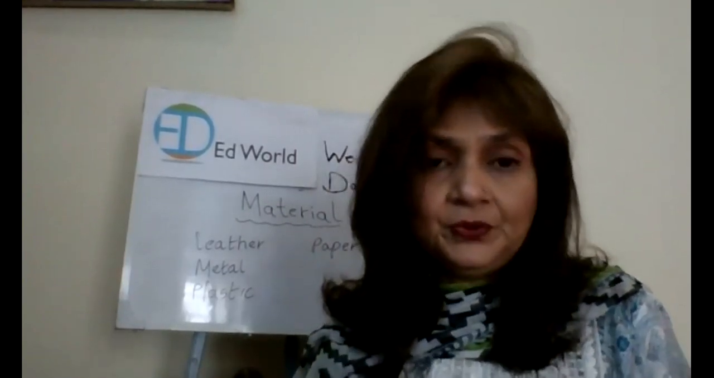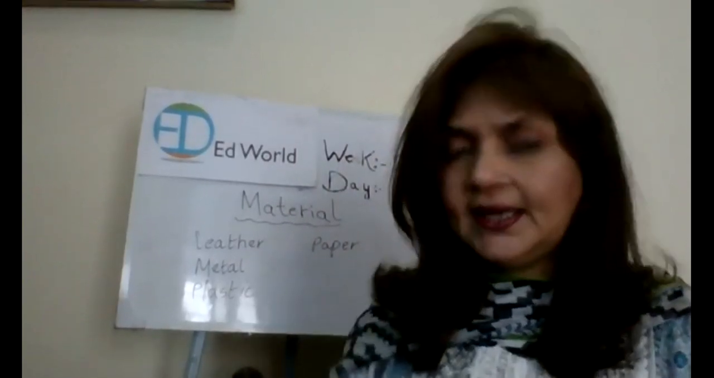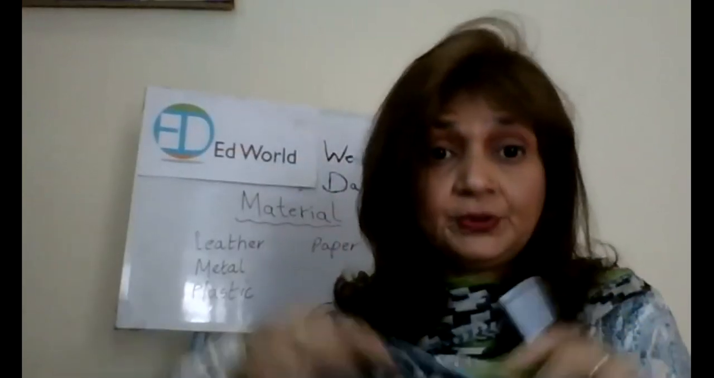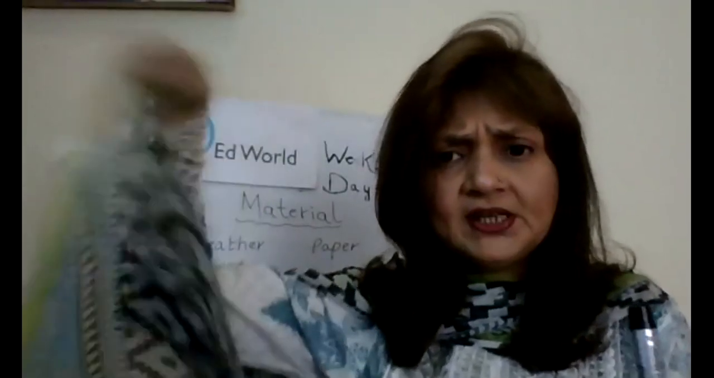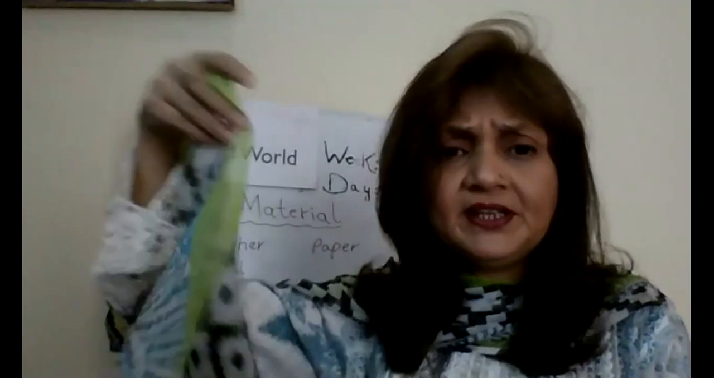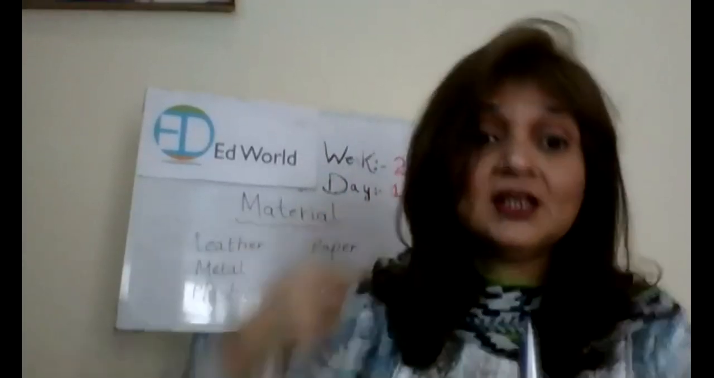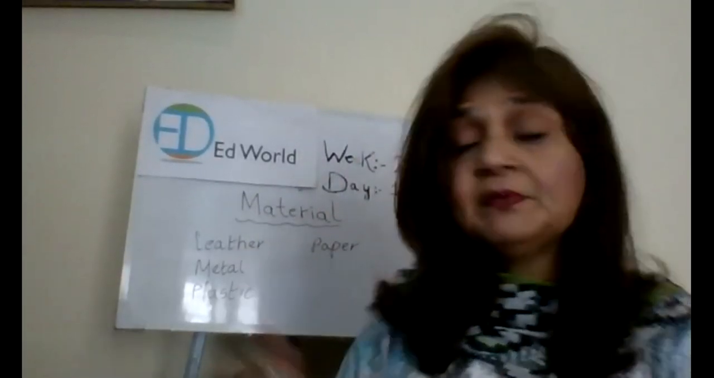Isn't it so? Okay. Now, what is this thing I am wearing over here? It's my dupatta, you can say, right? It's my dupatta. So can you see what type of material this is? Yes, it's a cloth. So cloth is another material.